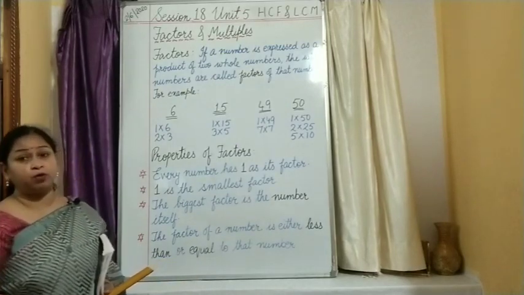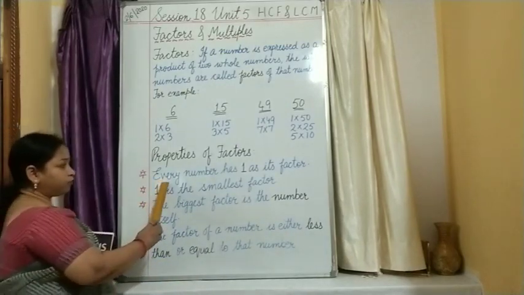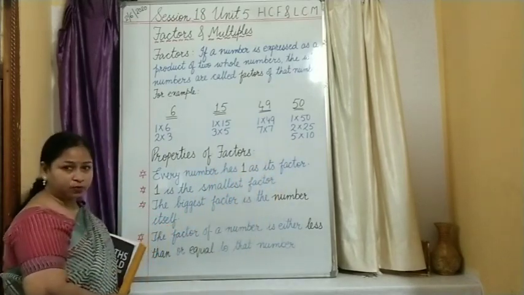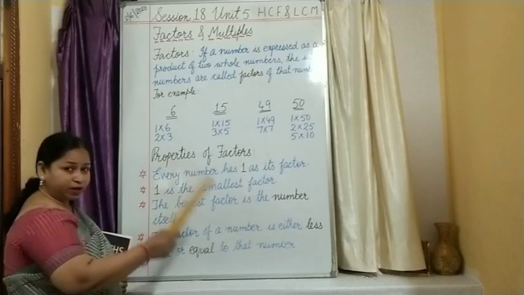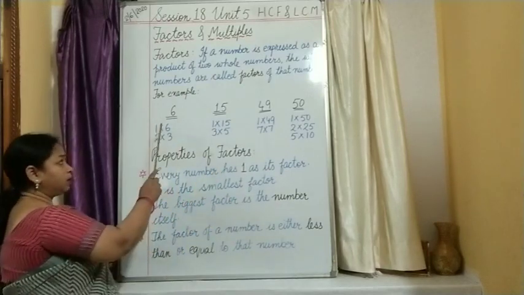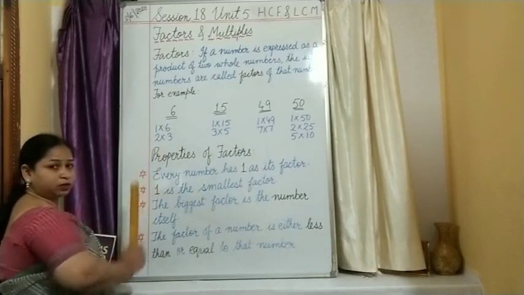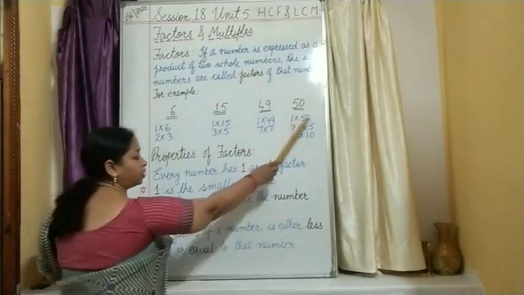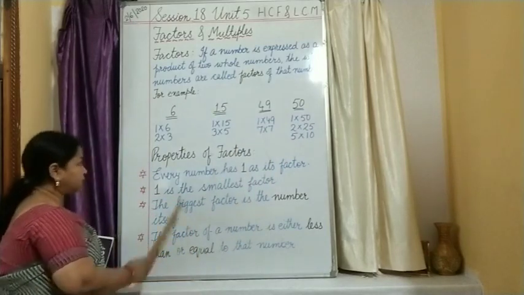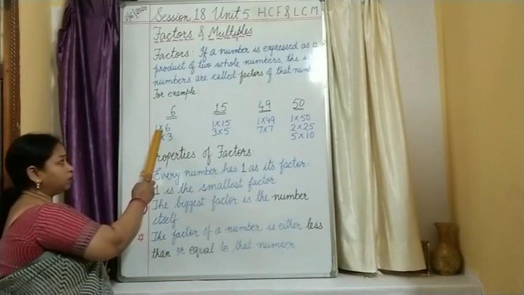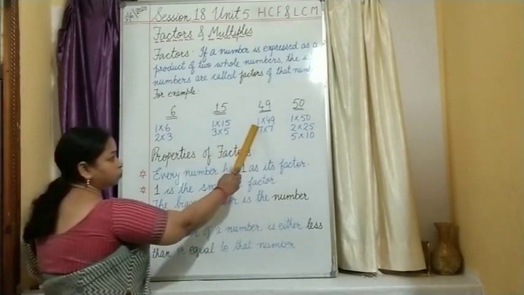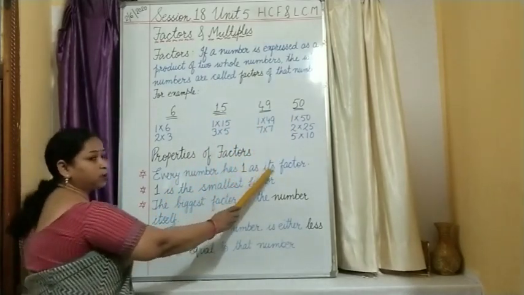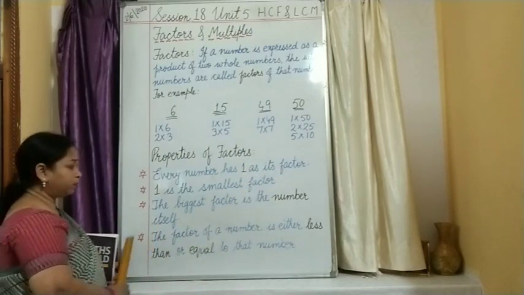Now let us look at the properties. Every number has 1 as its factor. Understood? Let me make it more clear with the help of examples. What do you see here? 1 into 6, right? 1 into 15, 1 into 49, 1 into 50. In each case, children, you have 1 over here, here also 1, here also 1, here also 1. So, every number has 1 as its factor, right?